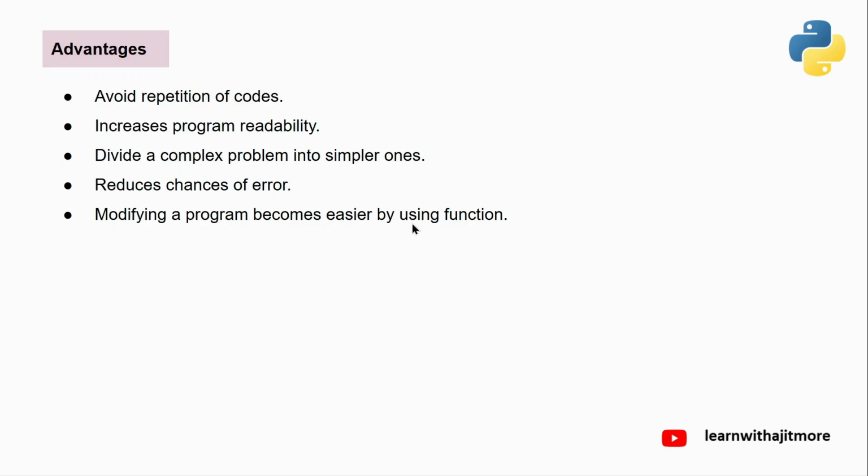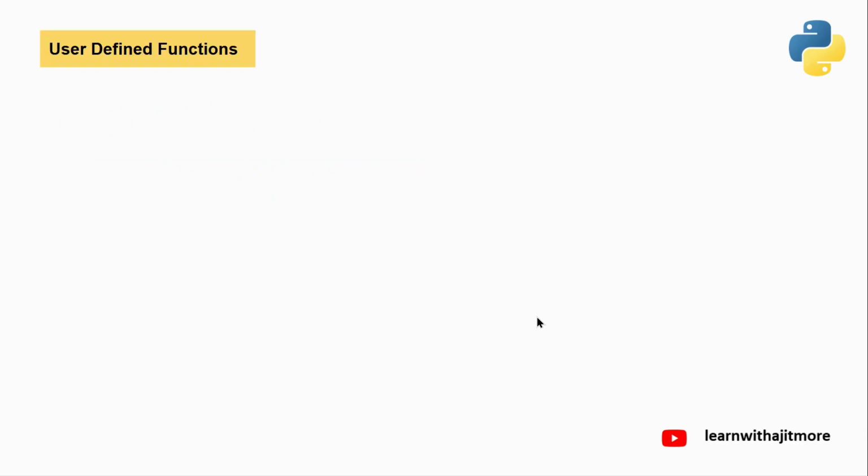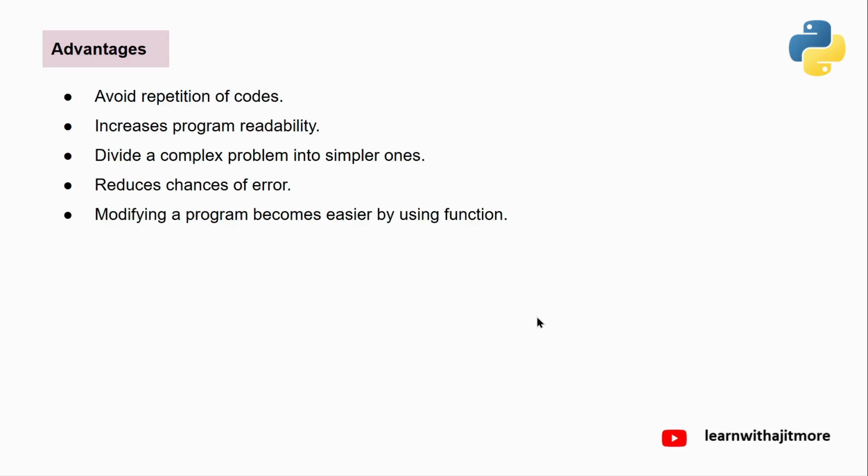Reduces chances of error. Modifying a program becomes easier because you don't have to make the changes everywhere. Change in one place, and the changes are reflected everywhere the procedure is called. Correct? So a lot of benefits you get.